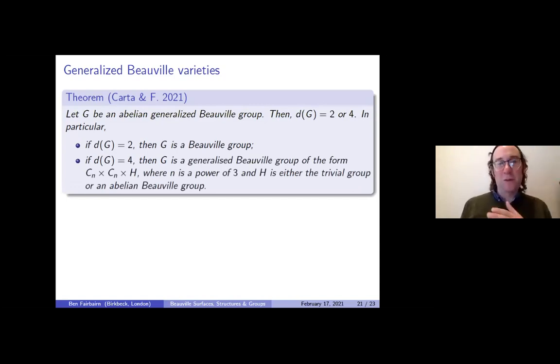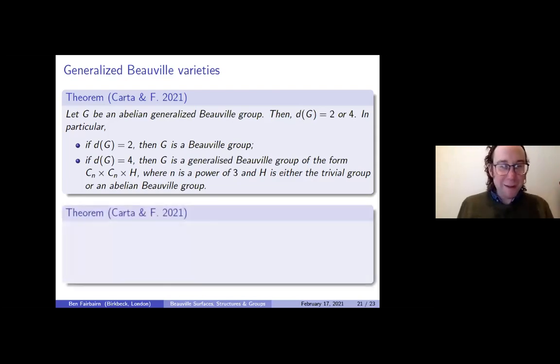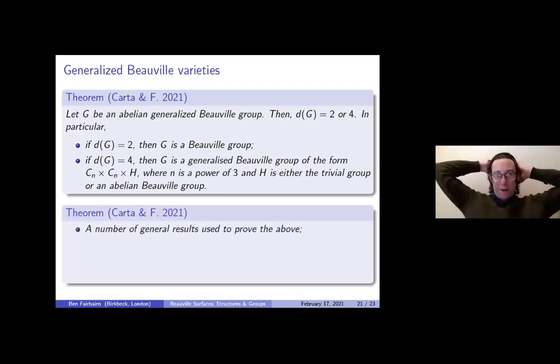So G is a generalized Beauville group of the form Cn cross Cn cross H, where n is a power of 3, and H is either the trivial group, so we're straight back to the examples on the previous board, or it's an Abelian Beauville group. So the problems with the 3s that stopped having just two sigma sets having trivial intersection infect this example as well. And it turns out this is the best you can do. So if you've an Abelian group, either it's not a generalized Beauville group or it's on this list. Okay, so proving the above required various subsidiary results.